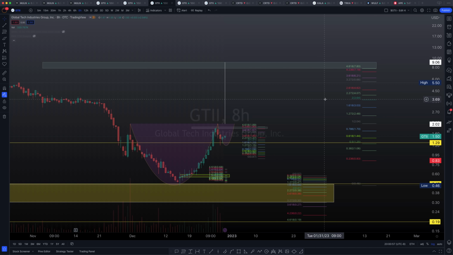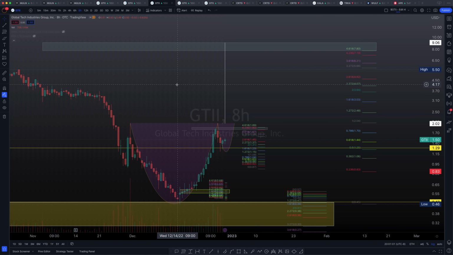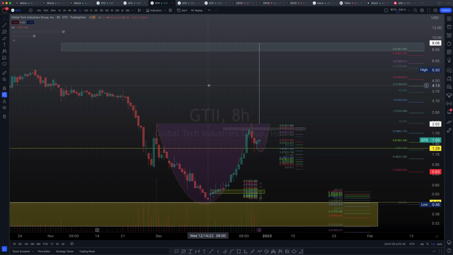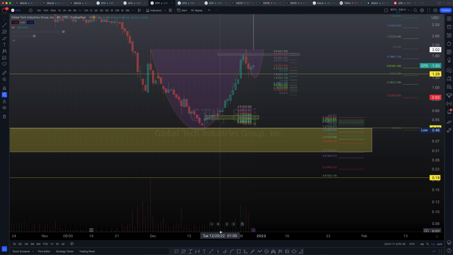This is that silly formation that I hate. I really do hate calling this out because they often don't play out, but in this case, we are meeting the volume profile. You are getting an uptick in buy volume. You can see it actually right here.